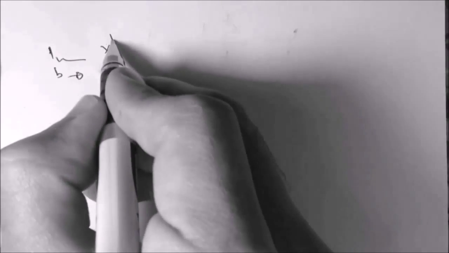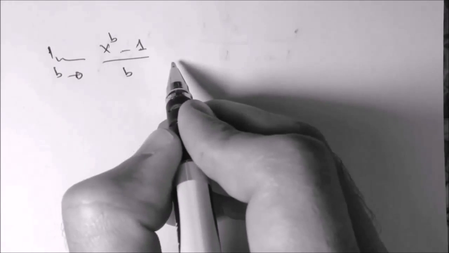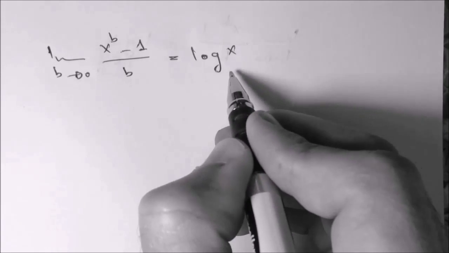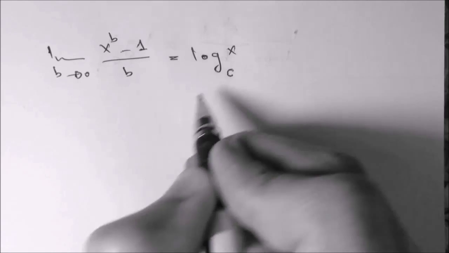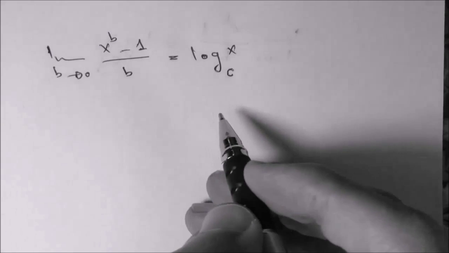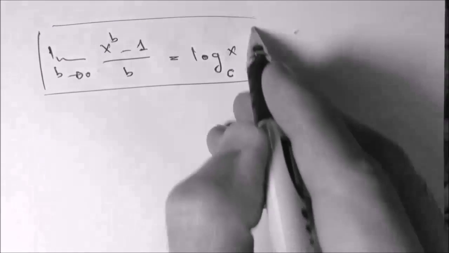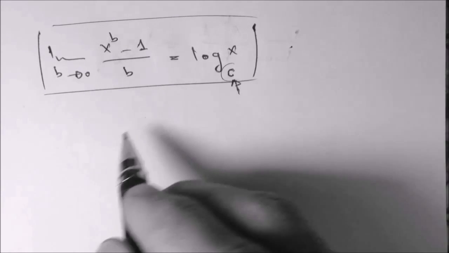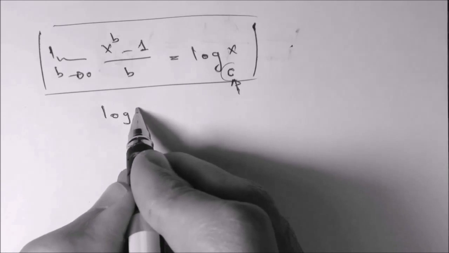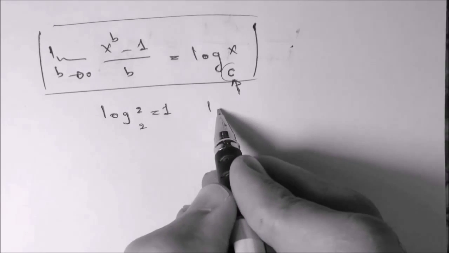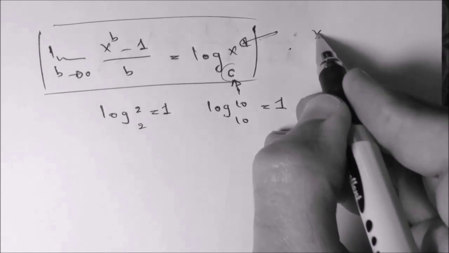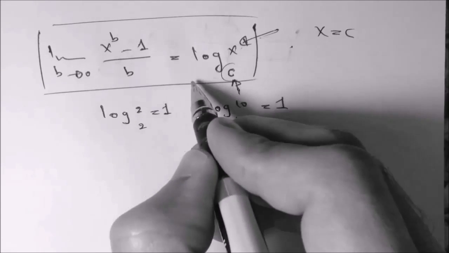Now if you study the characteristics of this function, you will find that it behaves just like a logarithmic function. Say this equals log x for some base that we don't know what it is. So let's say it's c. And now we find the value of c. This equation must be true for all values of x, but we will use a special value of x to simplify the solution so that we can find c. We know that log base 2 of 2 equals 1. Also, log base 10 of 10 is 1 as well. So I will substitute x as c, so that log c to base c would be 1.